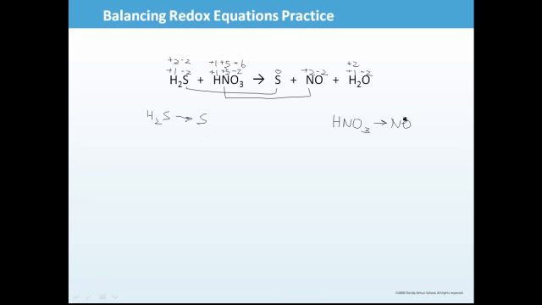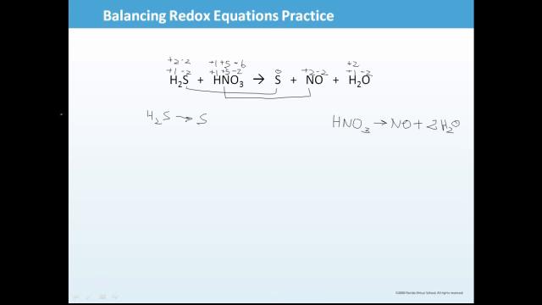Now, if we go to the second one here, we have 3 oxygens on the left side, and we only have 1 oxygen on the right side. So we need 2 more on the product side. So what we're going to do is add 2 H2O. Now I have 2 oxygens here, plus the one that was already there, so that gives me 3 total oxygens on the product side to balance out the 3 oxygens on the reactant side.